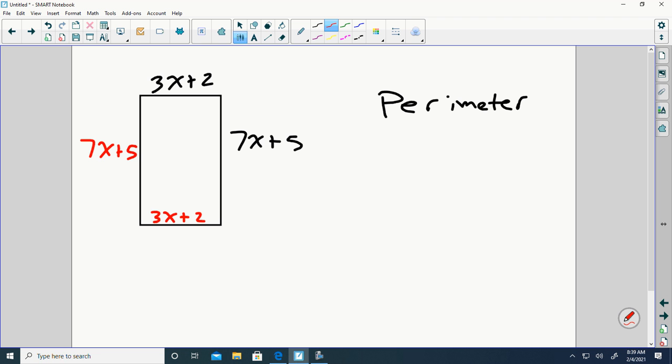So remember, the perimeter equation is 2L plus 2W. And we found out on the last test, it was shocking to some, oh my gosh, I have a width.